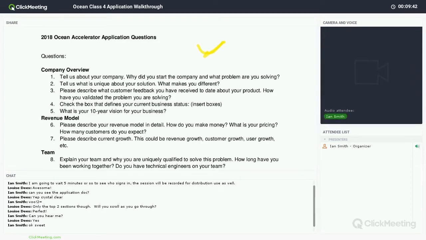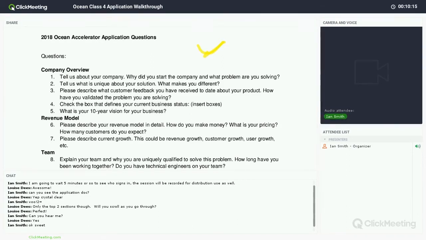So question 2, tell us what is unique about your solution. What makes you different? If I was to compare question 2 to question 1, you should probably spend a little bit more time on question 2. In any product or company that is created, there's always elements of the product or solution that are going to be similar to other products on the marketplace, but there's going to be that one or two features that makes you uniquely different from your competition. You can get very detailed here.